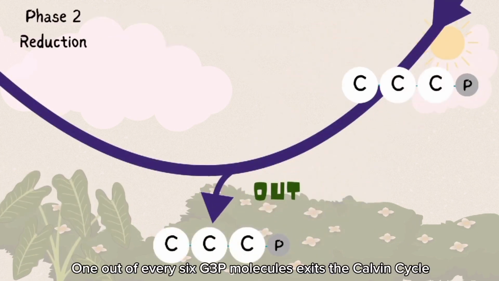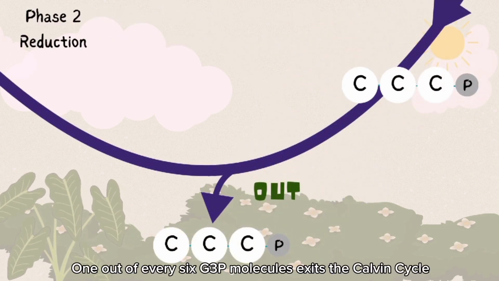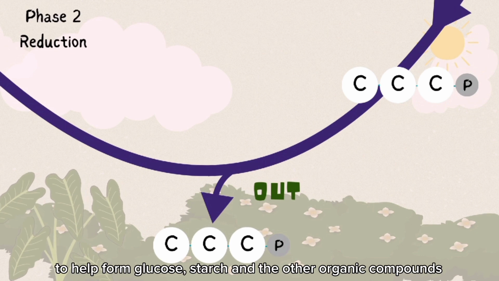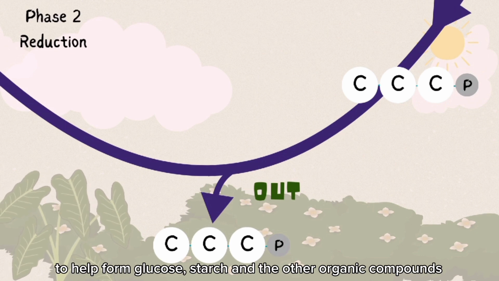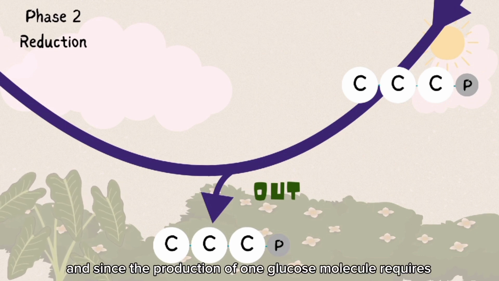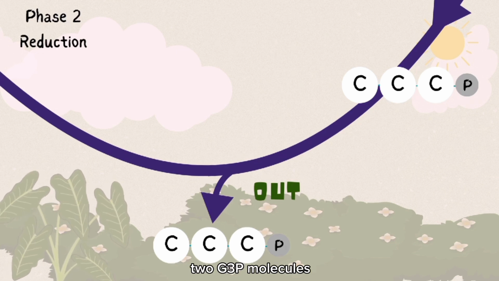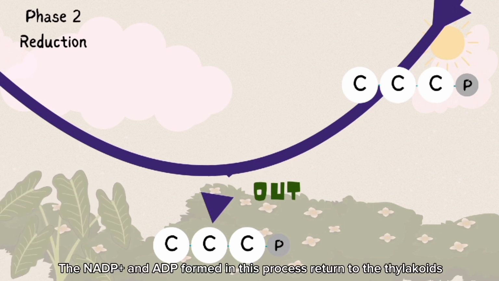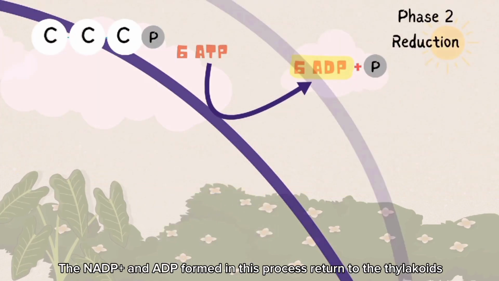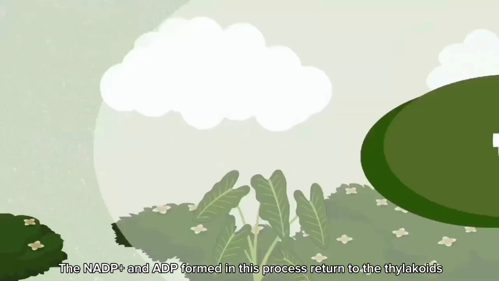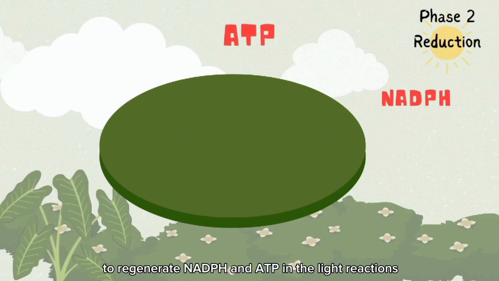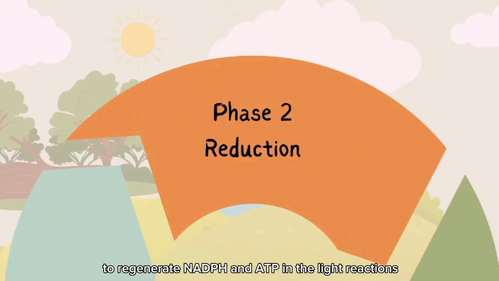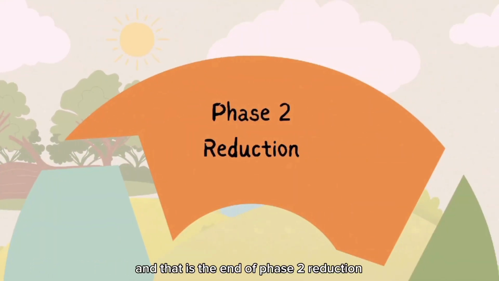1 out of every 6 G3P molecules exits the Calvin cycle to help form glucose, starch, and other organic compounds. Since the production of one glucose molecule requires 2 G3P molecules, the remaining G3P molecules are used to regenerate RuBP and maintain the cycle. The NADP+ and ADP formed in this process return to the thylakoids to regenerate NADPH and ATP in the light reaction. And that is the end of phase 2, reduction.